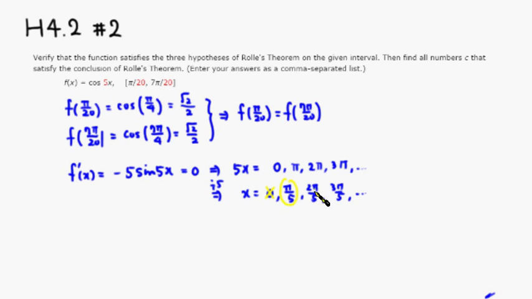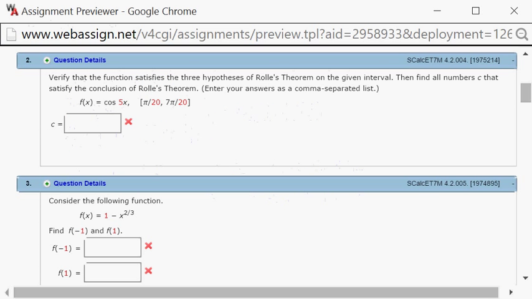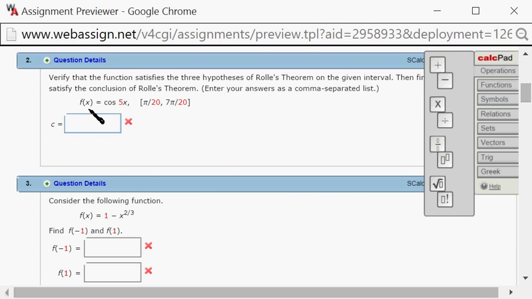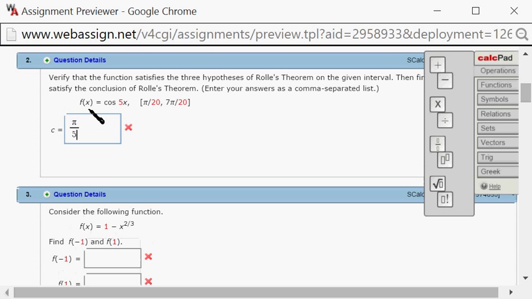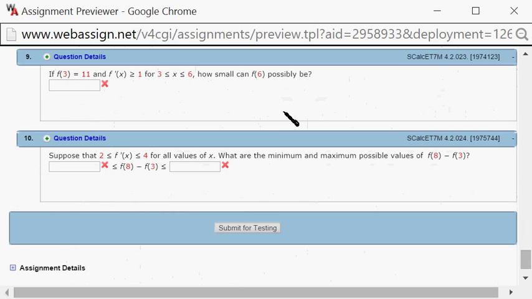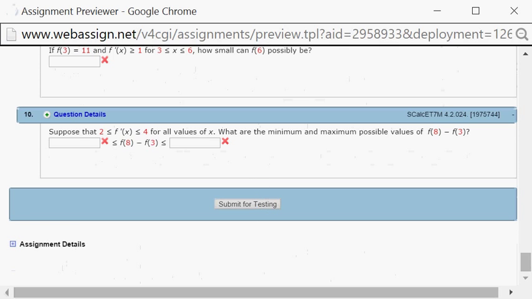How about 2 pi over 5? That is equivalent to 8 pi over 20, which is bigger than 7 pi over 20, so this is too big. So the only number would be pi over 5. So let's pick that. So c is going to be pi over 5. Let's check, submit for testing.